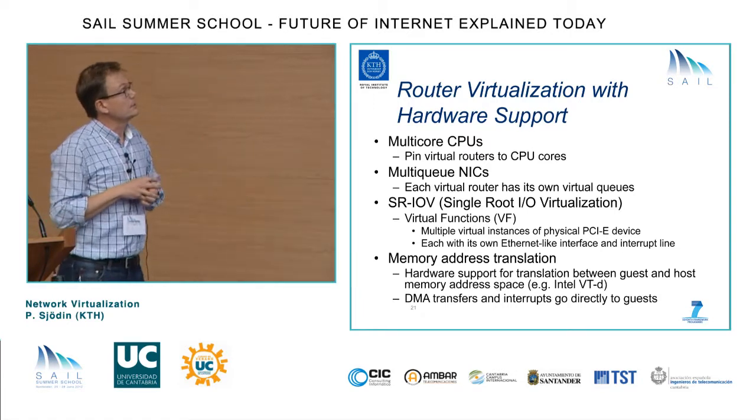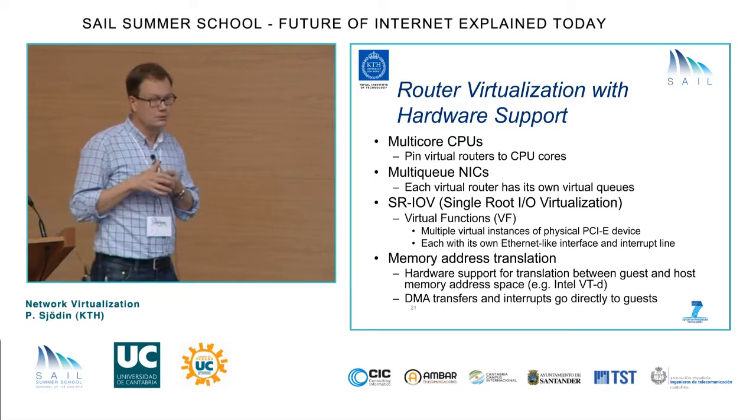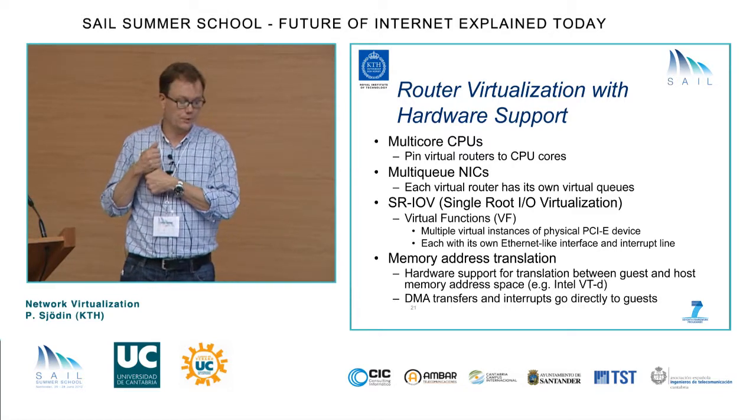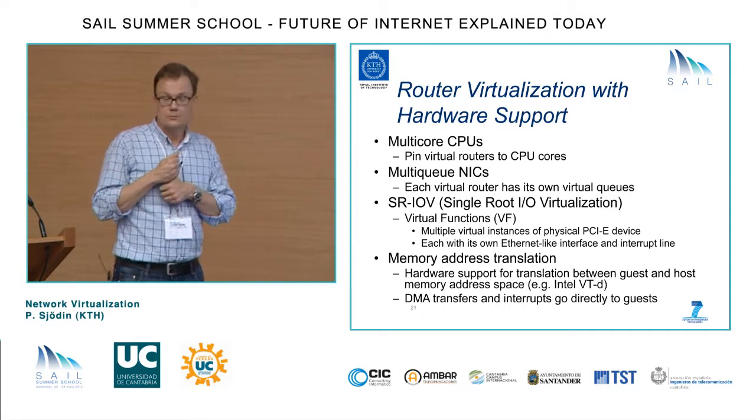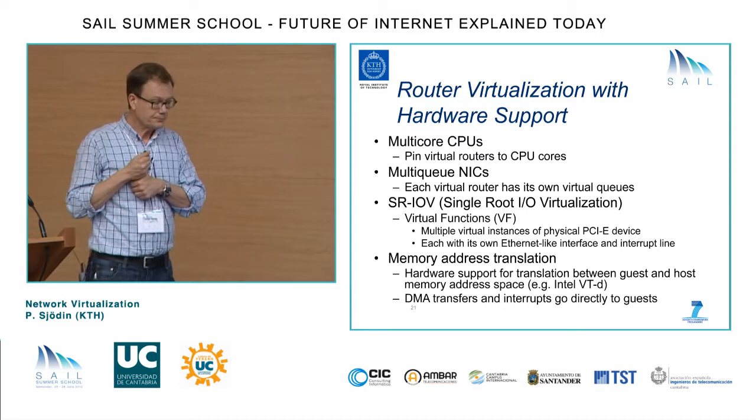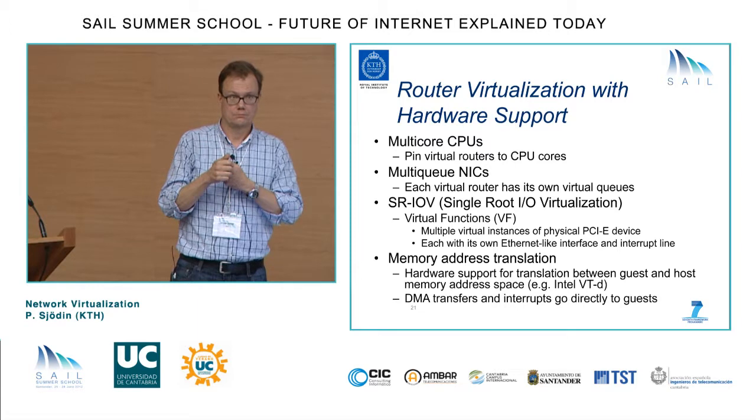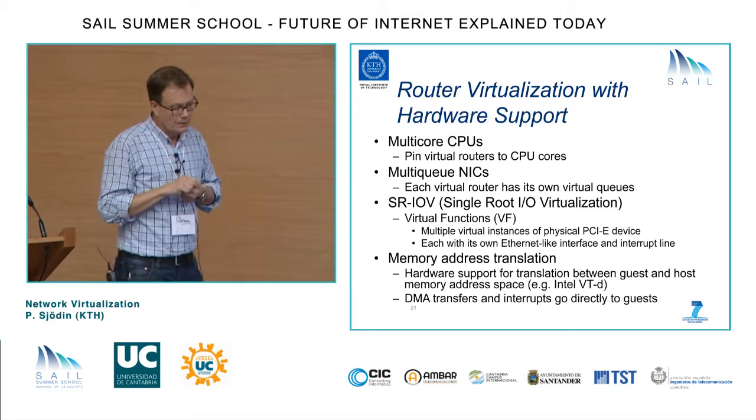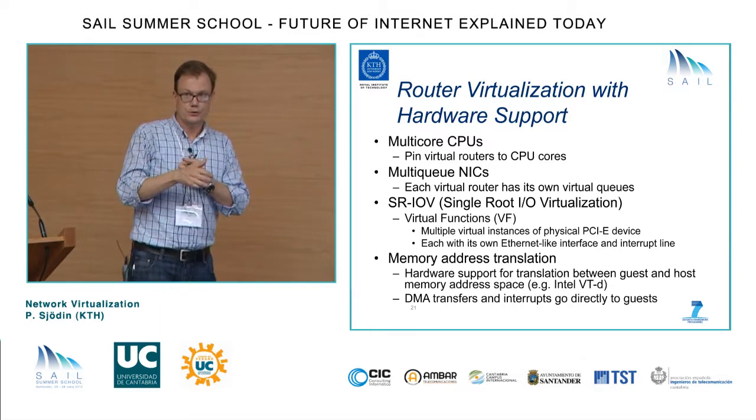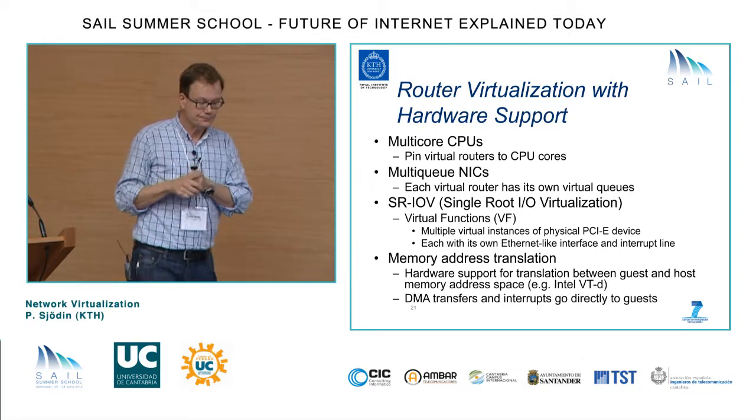Modern network interface cards have many queues on them. It used to be that a network interface card had one interrupt queue, one input queue, where the packets are being stored. But now, modern network interface cards have multiple queues. So they maintain virtual queues in hardware, which means that we can assign virtual queues to virtual routers, which is one good starting point.